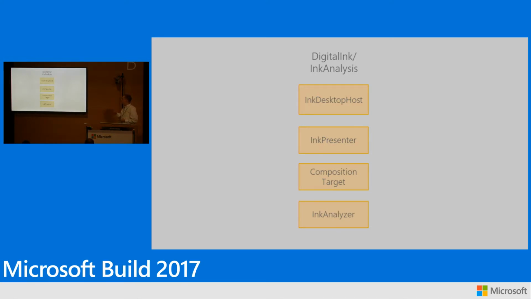The Ink Presenter, which handles the actual wet ink composition target, is something you specify for each of the windows that you might be working on. So you can draw ink onto different documents. And then the Ink Analyzer, which runs asynchronously, is what does your shape analysis.